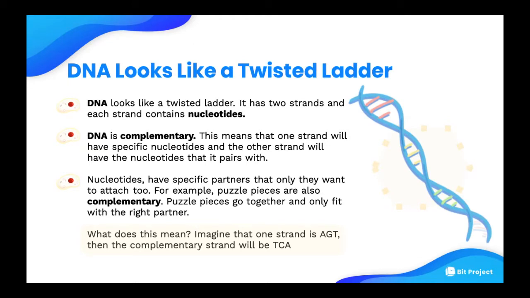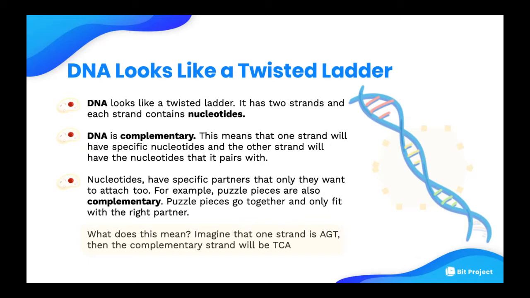So DNA also looks like a twisted ladder. I don't know if you guys have ever seen models of DNA before, but it basically looks like a twisted up ladder like you can see on the right. And basically there are 2 strands that make up our DNA, and each strand has nucleotides, and they bond and then they twist. So DNA is complementary. This means that one strand is going to have specific nucleotides, and the other strand will have the nucleotide that it pairs with.